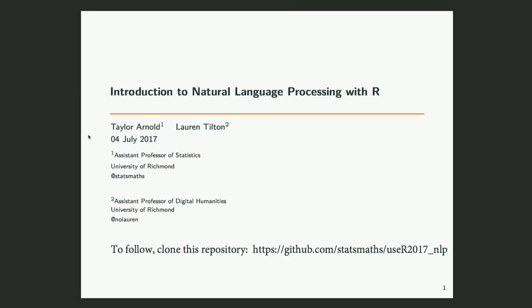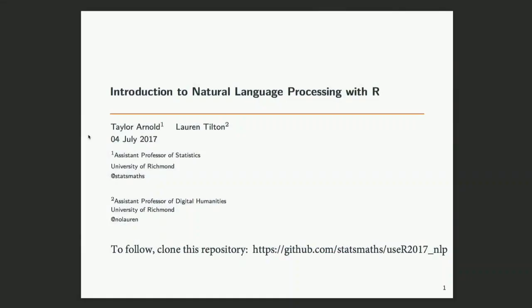So if you weren't with us before or you came in late last time, all of the materials that we're going through during this tutorial are available on GitHub. If you go to github.com/statsmaths, both plural, stats, maths, and then the specific repository is useR 2017_NLP. But if you just go to my repository, you'll see it as the last thing that was updated. If you clone that repository, it's completely self-contained.